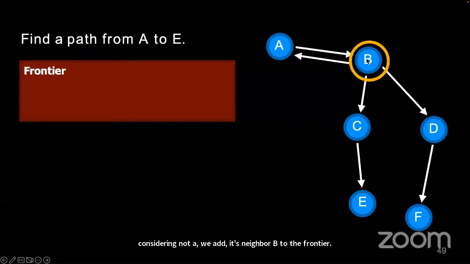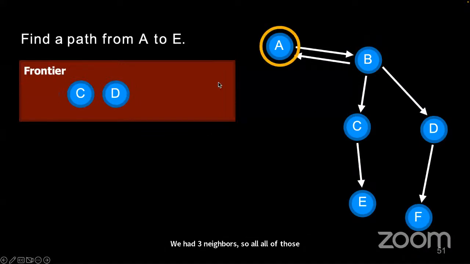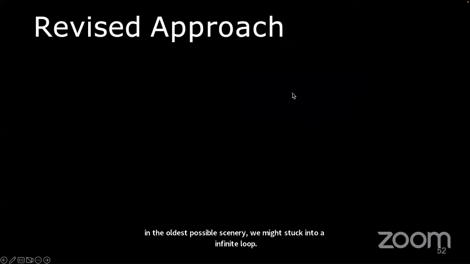Now in this step, node B has 3 neighbors. So all of those neighbors will be added to the frontier. If we are unlucky, we choose to consider node A, then in the worst possible scenario, we might get stuck in an infinite loop where we just move back and forth between these 2 nodes. So we need to revise this approach a bit.